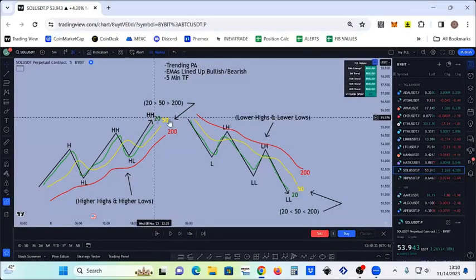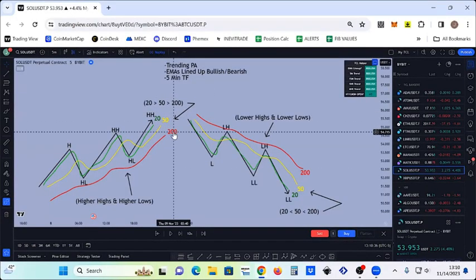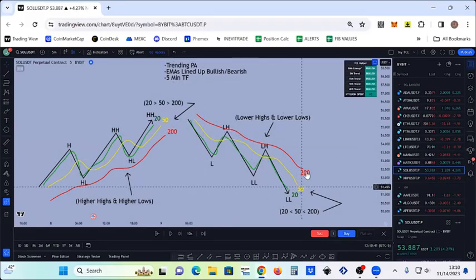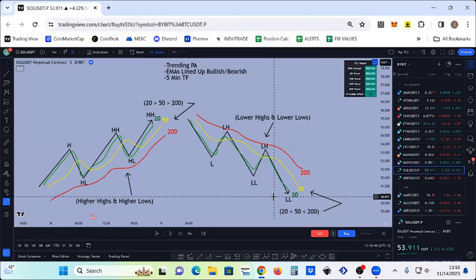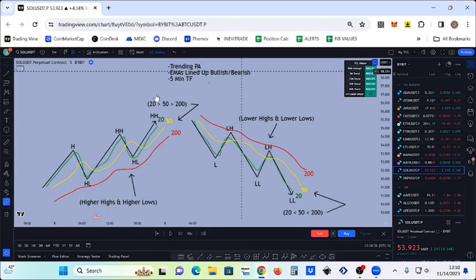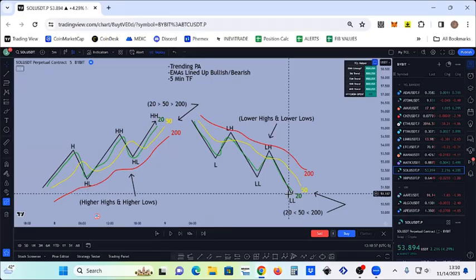In a bullish setup, the 20 is over the 50, which is over the 200. And in a bearish setup, we have the 20 below the 50, below the 200. TC1 and TC2 are going to be traded on the 5-minute. These are the rules, pretty straightforward. We're always going to be trading with the trend.